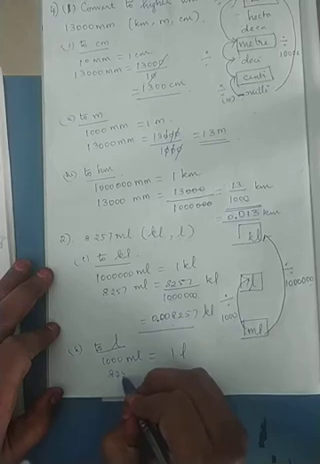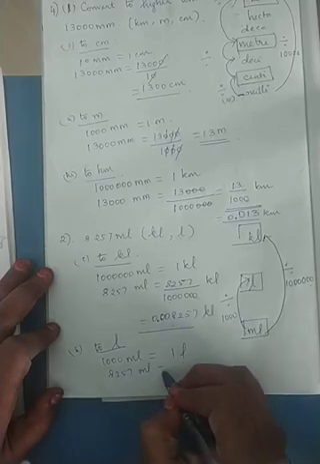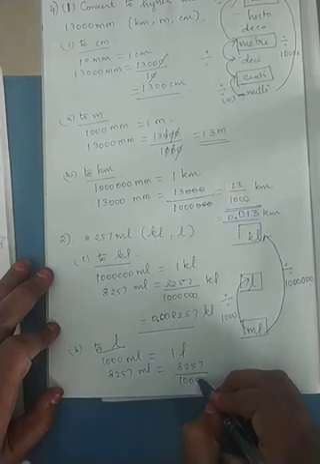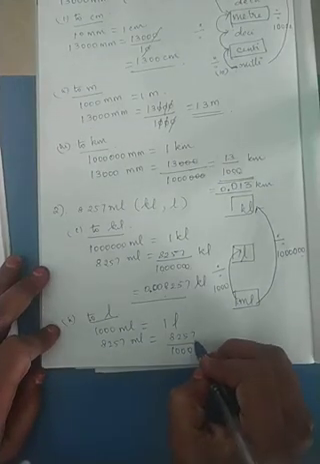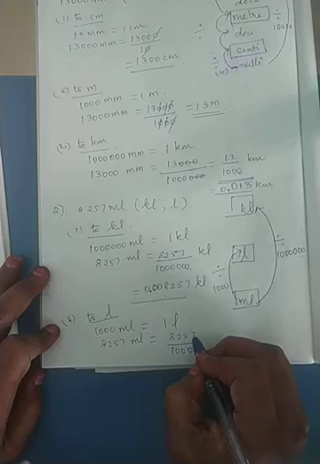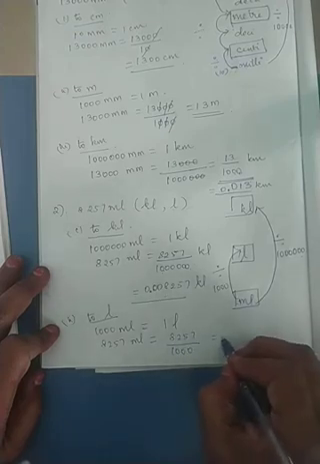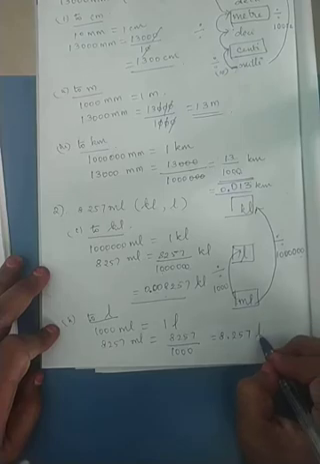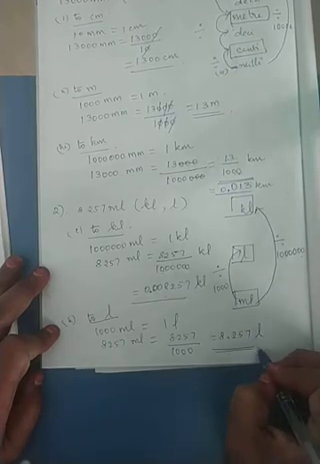So 8257 milliliter will be equal to 8257 divided by 1000. See, there are 3 zeros, so I will start from the right hand corner: 1, 2, 3. So this will become 8.257 liters. This is the answer.